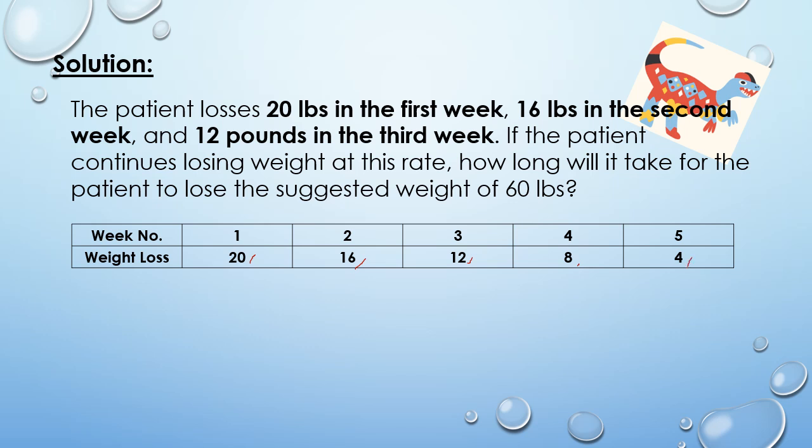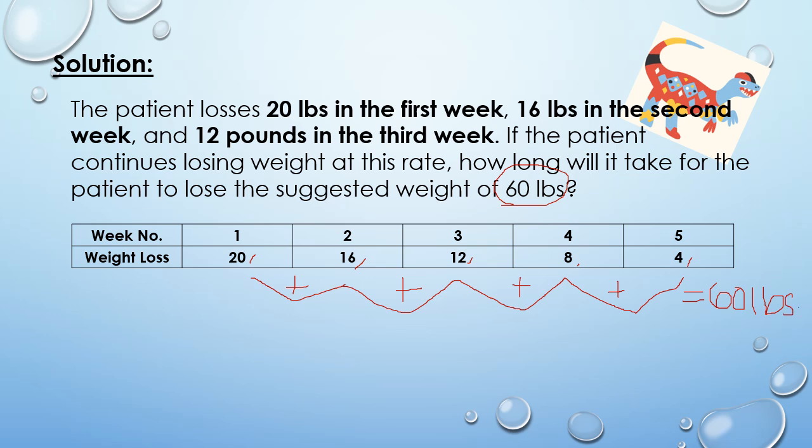Now, we have to know whether this weight loss equates to 60 pounds. Kasi kailangan ni patient na mag-lose ng 60 pounds. So, paano natin malalaman yun? Okay, so all we have to do is to add all the weekly weight losses na 20 plus 16 plus 12 plus 8 plus 4, which is equal to 60. So, therefore, within 5 weeks, the patient lost 60 pounds.